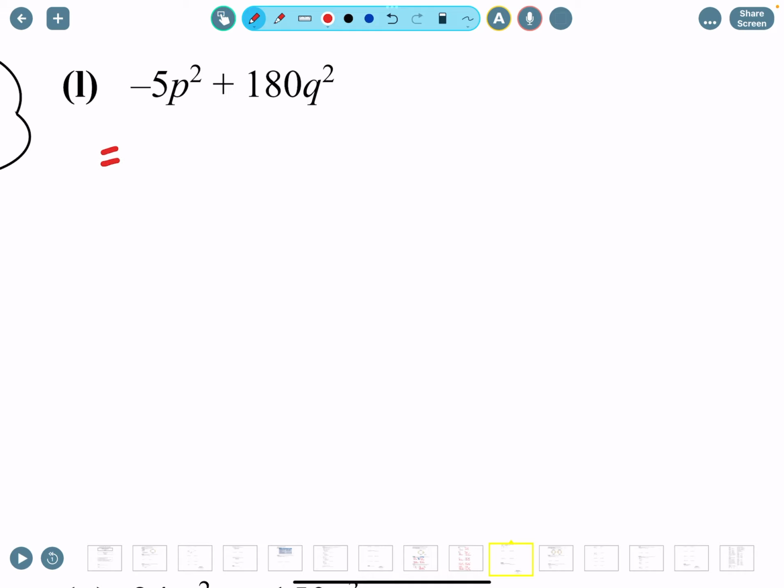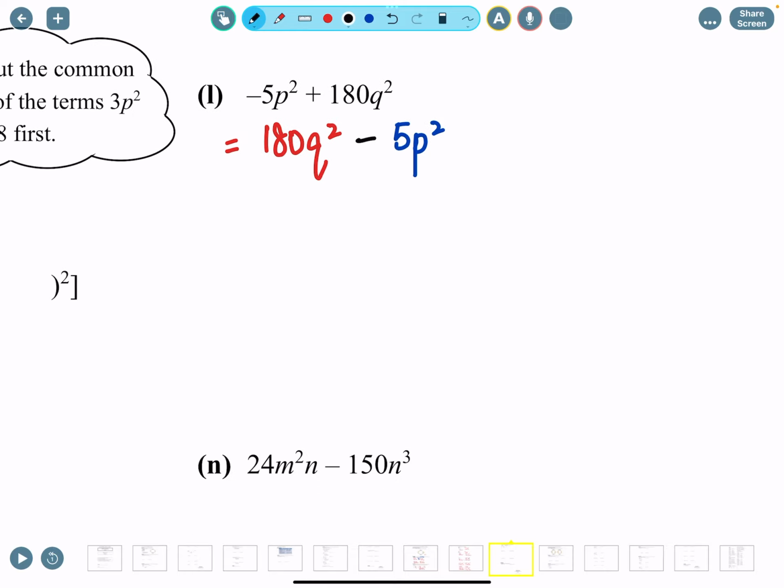You learned this now in class, and basically what's happening is you realize that 5 and 180 cannot be changed to a square number. So I'm going to swap it first. I'm going to write it as 180q squared minus 5p squared. Minus is in the middle; we don't want the minus on the left side.